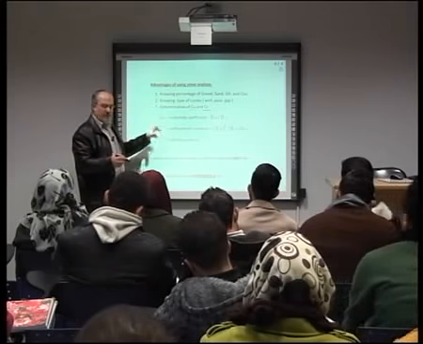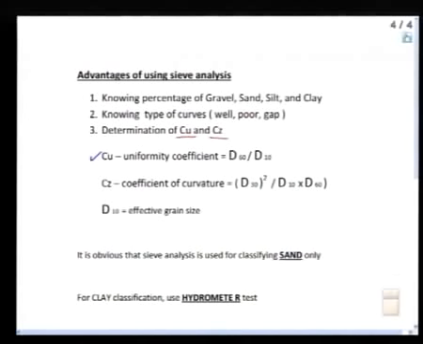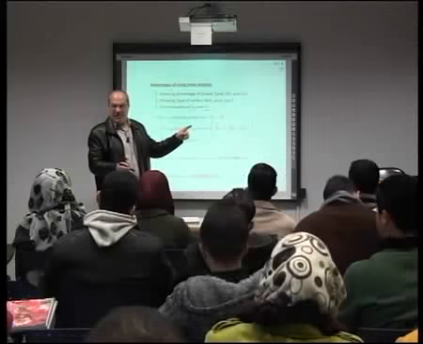C sub Z, by the way, these are important. We will use them later, and you will see how we will use them. C sub Z is the coefficient of curvature. It is equal to D30 squared divided by D10 times D60.